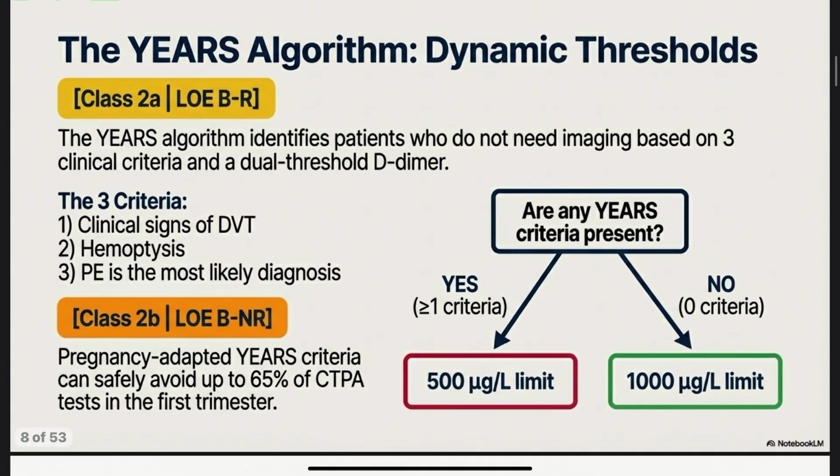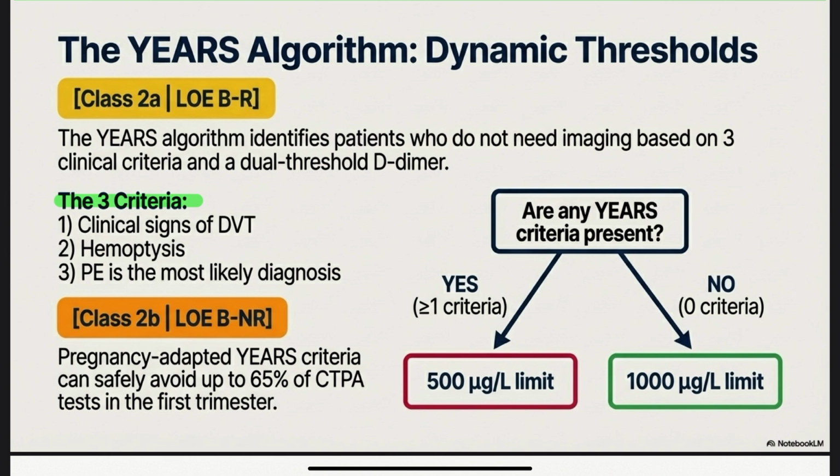And a new thing, the YEARS algorithm. This is not a new thing. This algorithm was there even before, but this was predominantly used during pregnancy. Now in these guidelines, the YEARS algorithm is considered for everyone, and it is very simple. Not to break your head with the YEARS criteria. It has only three criteria. Sorry, like a Wells criteria. This has only three criteria.